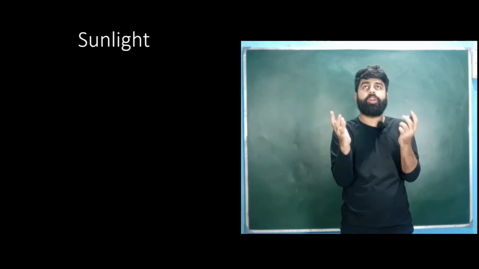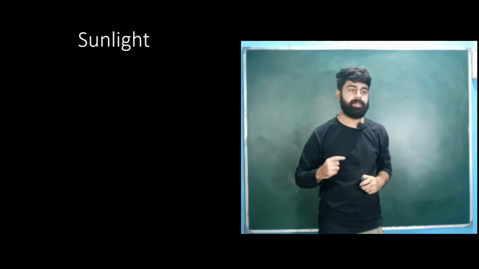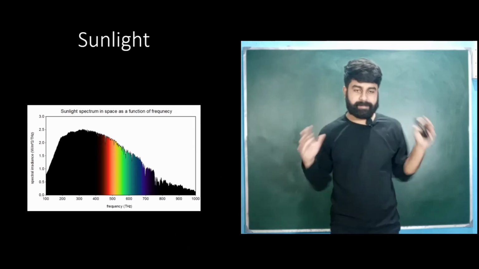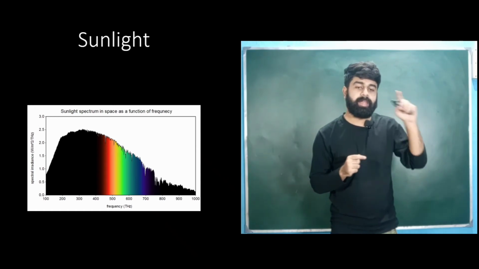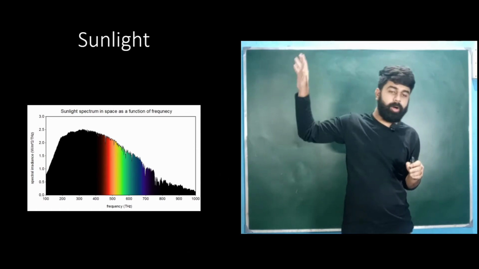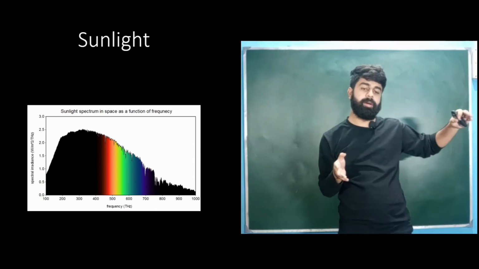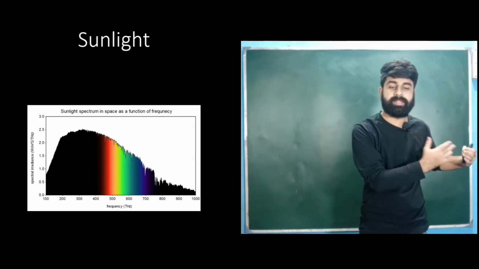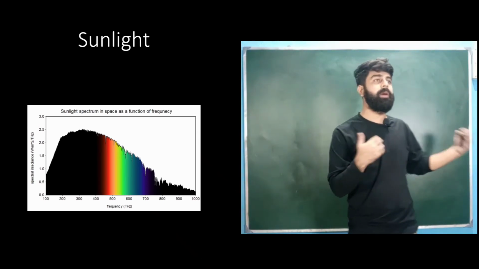So if you draw the sunlight spectrum, you will get this. You can see the sunlight spectrum in space as a function of frequency, where you can see the red light, and behind the red light it's the infrared, and after the blue, the violet, the frequency is increasing, and the more you go to infinity, it becomes X-ray, gamma ray, and so on.